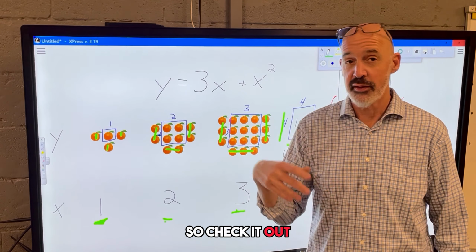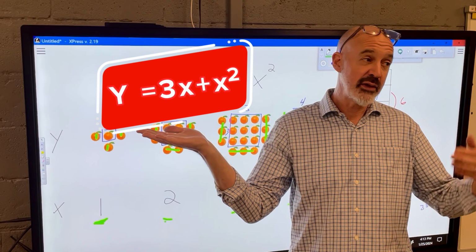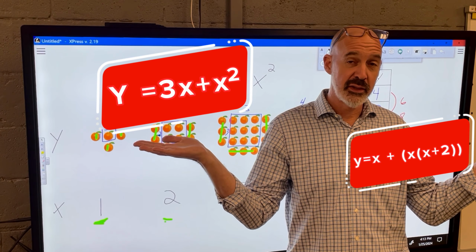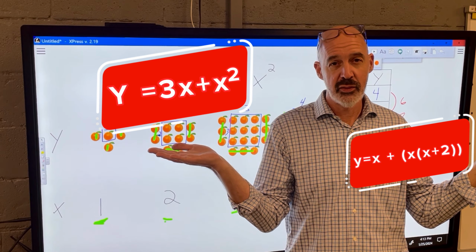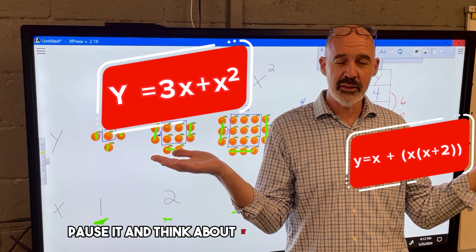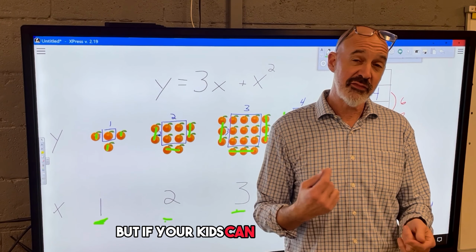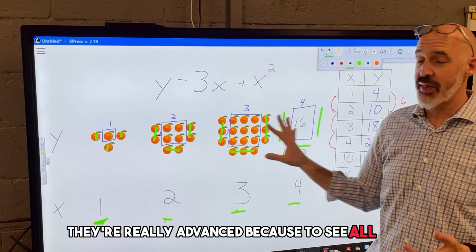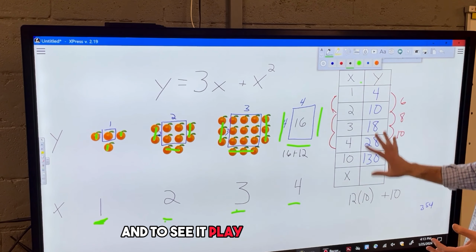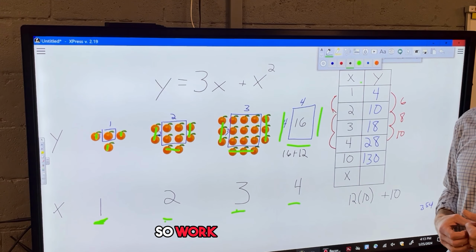So check it out. There's y equals 3x plus x squared, and here is the original equation. Do you recognize how they could be similar? Pause it and think about it, because it's confusing. But if your kids can figure this out, they're really advanced, because to see all that and to see it play out in the table, there's a lot going on there. So work with your kids.